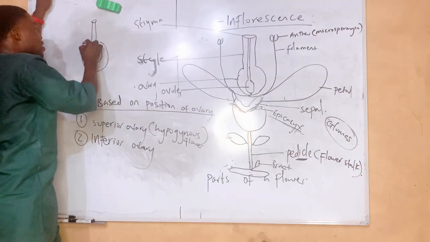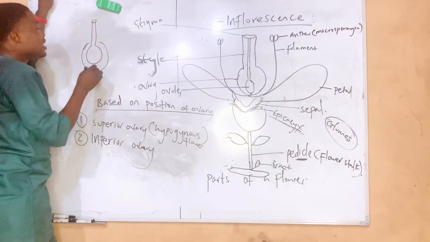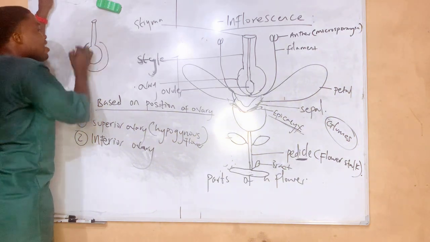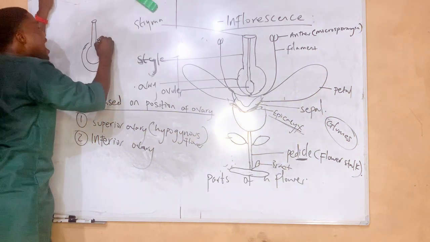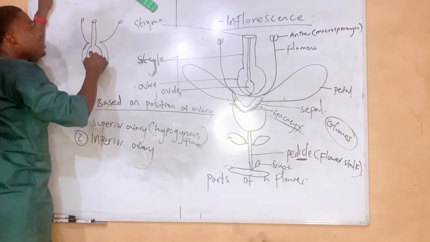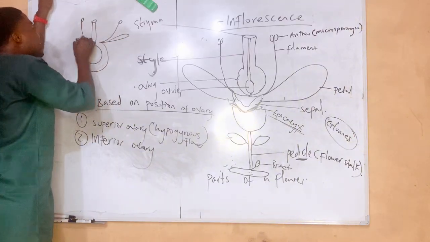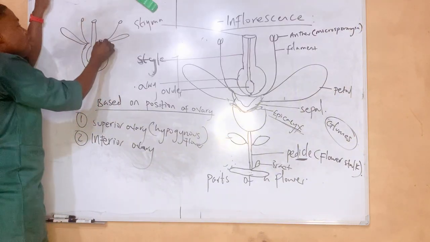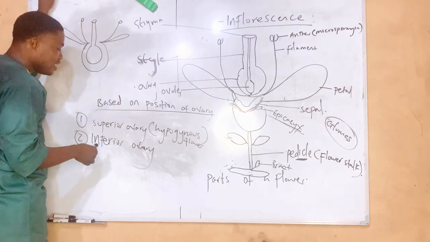You can have the stigma outside. The ovary is embedded in the receptacle. We will say that the receptacle forms a ring around the ovary, and other floral parts arise from a point above the ovary. This kind of ovary is said to be inferior. It's totally embedded in the receptacle.